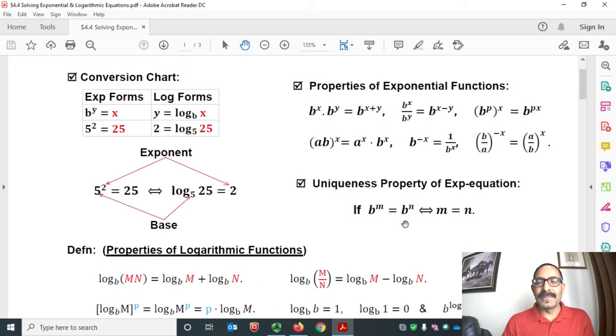Uniqueness property, the uniqueness property of exponential equations. If you have same base exponential functions equal, then we can equate the exponent.